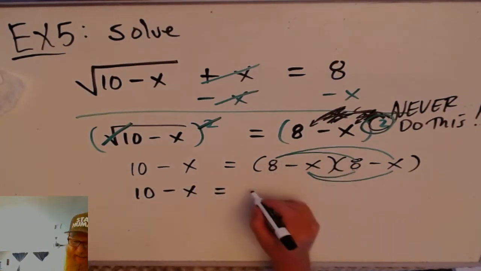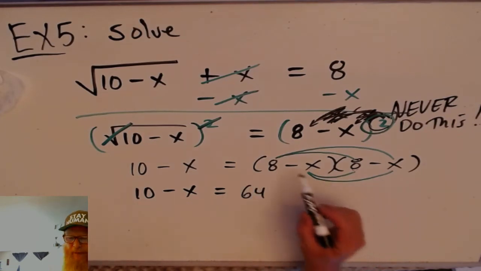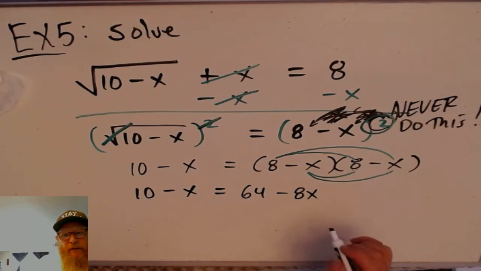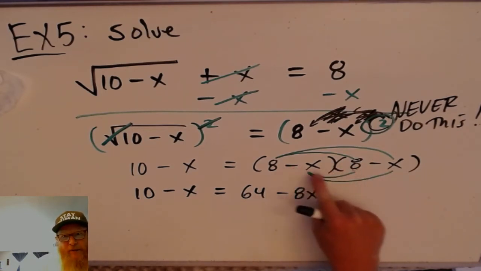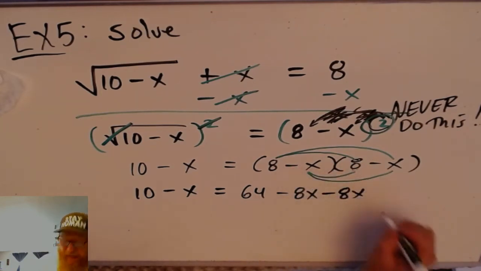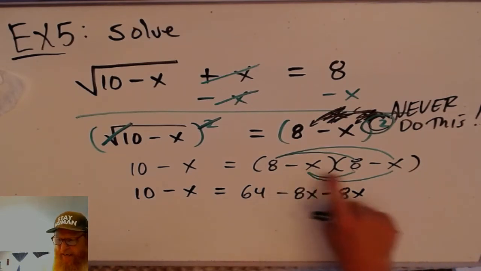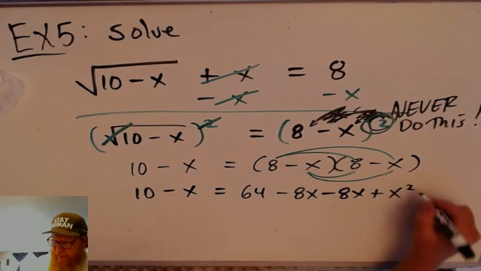So 8 times 8 is 64. 8 times negative x is negative 8x. Another 8 times another negative x is another negative 8x. Notice those are both negative. And a negative times a negative is a positive x squared.